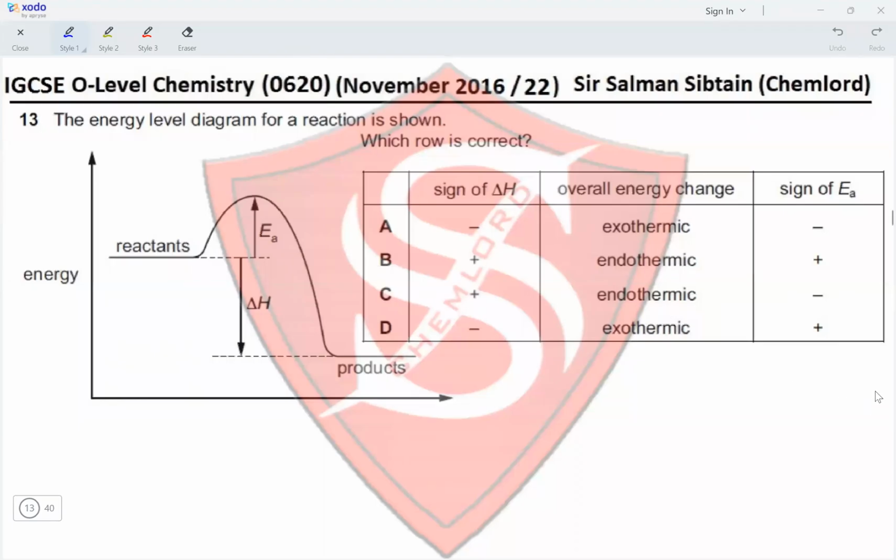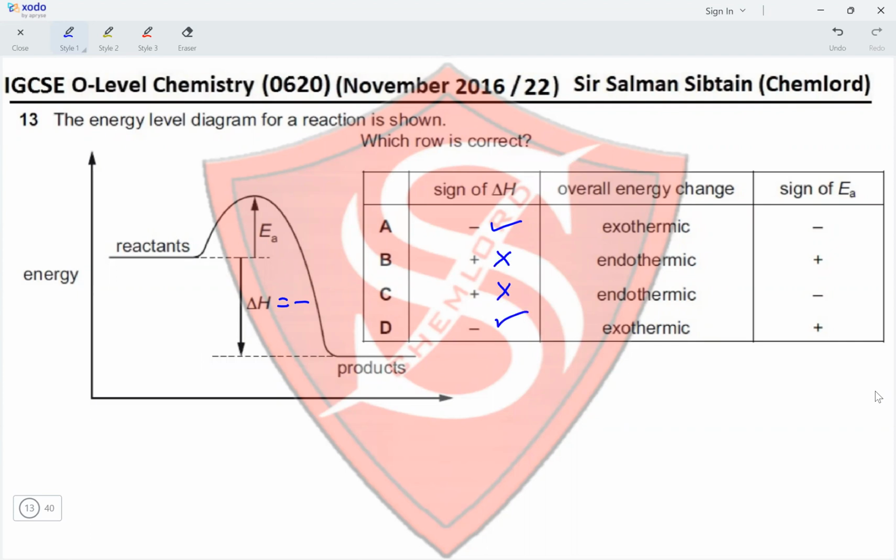Question 13. The energy level diagram for a reaction is shown. This is an exothermic reaction because the energy level of products is lower than the energy level of reactants. So which row is correct? We will decide first the sign of the enthalpy change. Since the products are at a lower energy level than the reactants, the sign of the enthalpy change would be negative. So this eliminates options B and C.